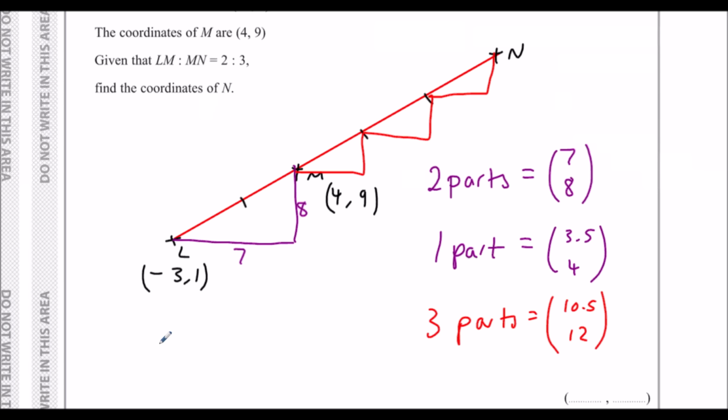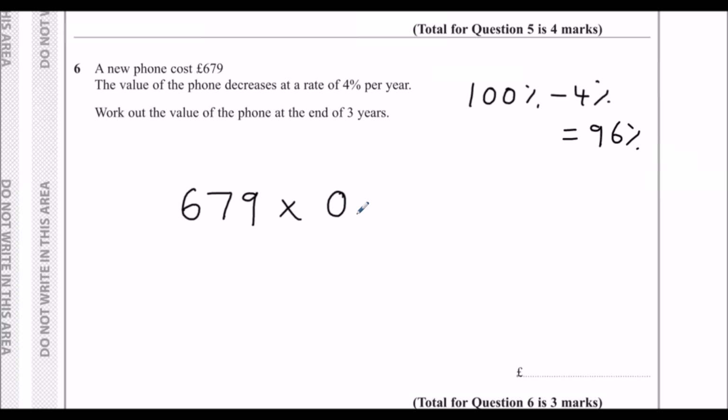Question 6. A new phone cost £679. The value of the phone decreases at a rate of 4% each year. Work out the value of the phone at the end of 3 years. So it goes down by 4% each year. So after each year, we have 100% take away 4%, which is 96%. So every year we have 96% of what we had the previous year. So we can work out 96% by multiplying by 0.96. That's 96% written as a decimal. So for each year, we want to times by 0.96.